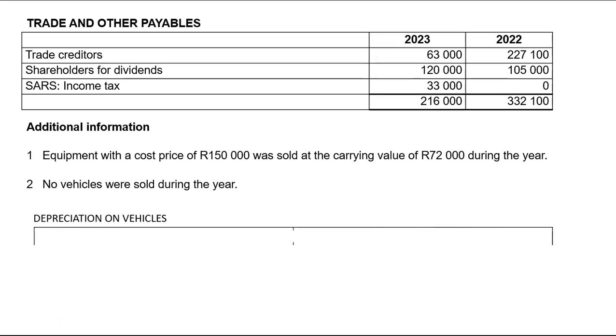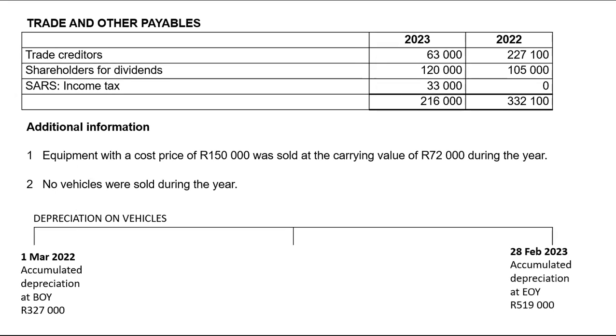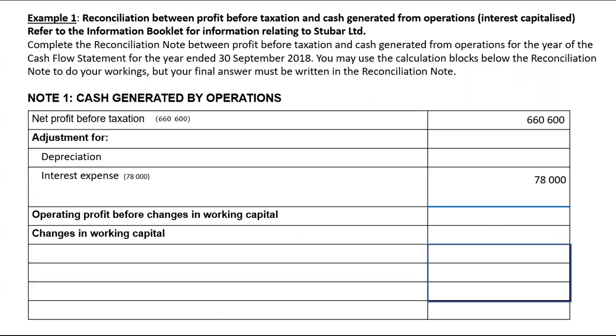Now, you will note that accumulated depreciation at the beginning of the year was 327,000, and accumulated depreciation at the end of the year is 519,000. So it went up, and the only item that can increase accumulated depreciation is the depreciation for the year, which is 192,000. And that 192,000 enables us to calculate depreciation for the current year. We will add it to the 63,000, and the depreciation for the current year, which was added in your statement of profit or loss, is 225,000. It was subtracted in the statement of profit or loss.